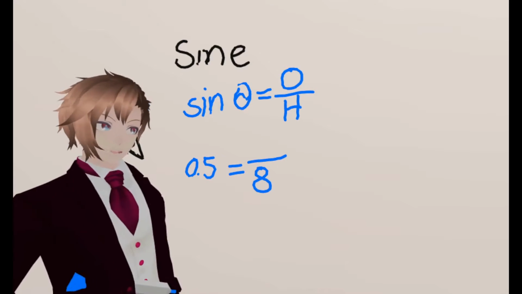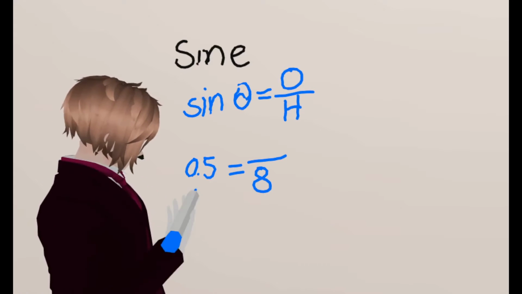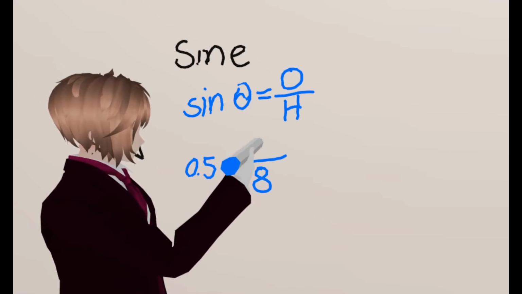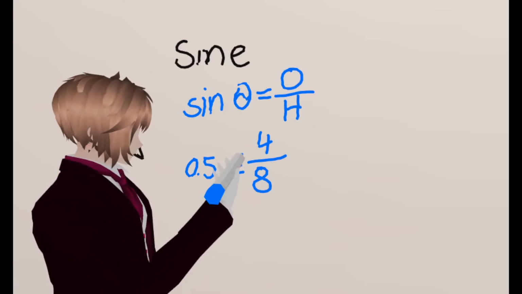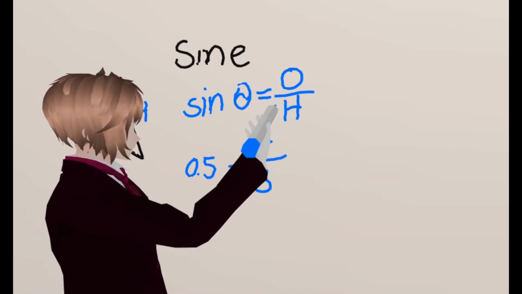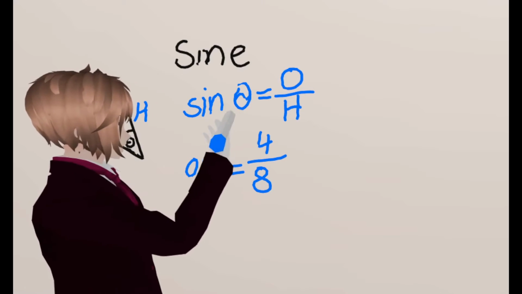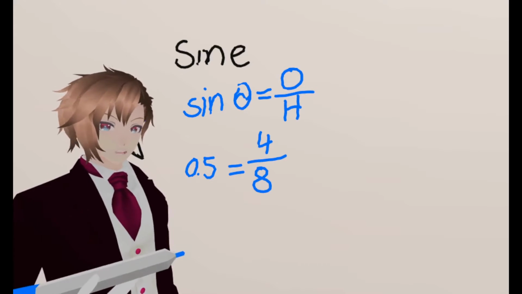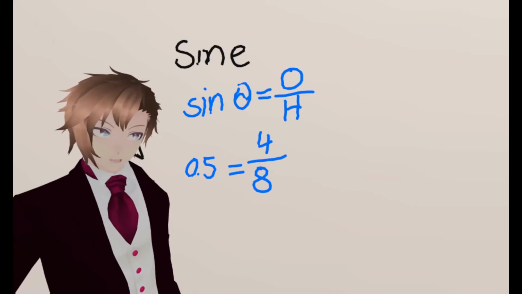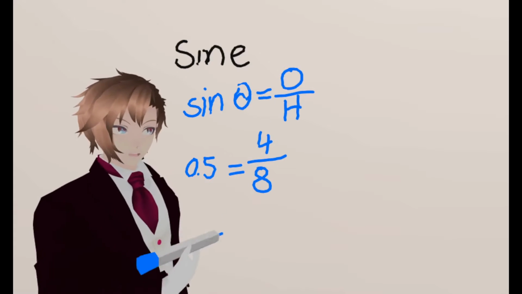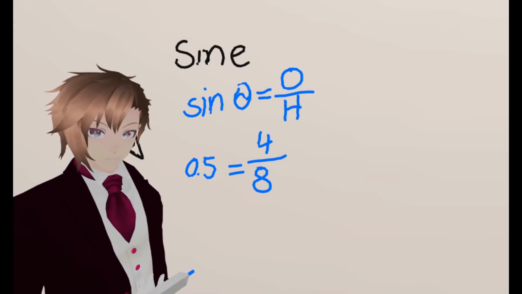So what must my opposite be in order for this fraction to be a half? It is 0.5 of the hypotenuse. So if the opposite has a length of 4, and we do 4 divided by 8, we will get a half. So what sine theta does is just a number that compares the ratio of the sides. If we know one of those sides, then we can find the other side because we know the ratio of how long those sides are going to be.